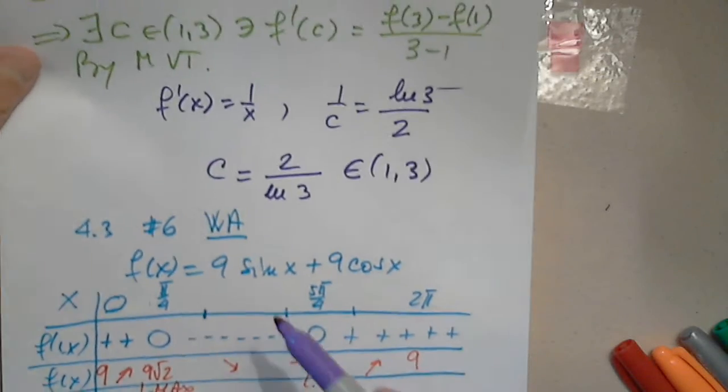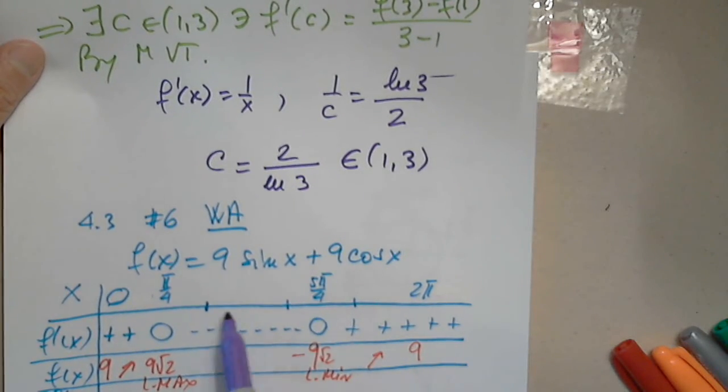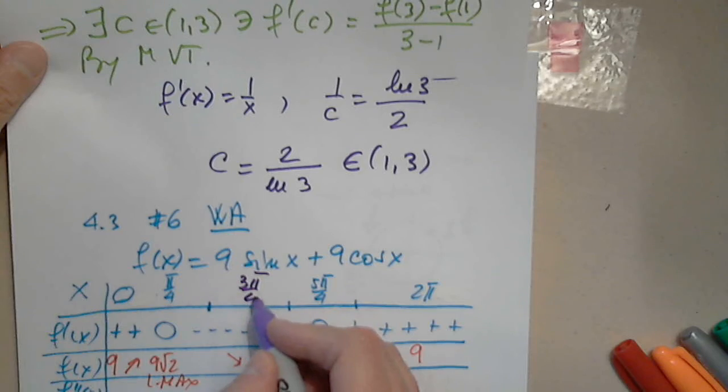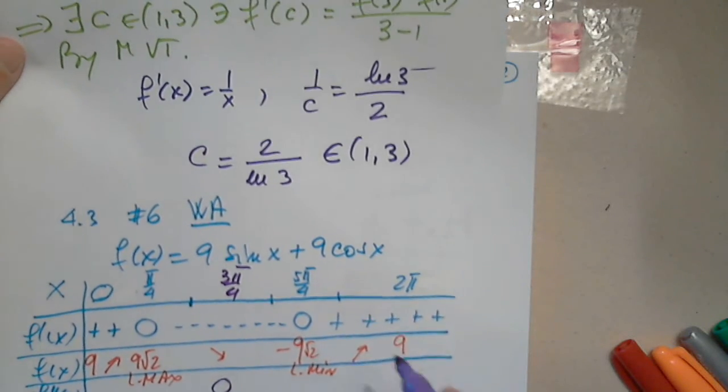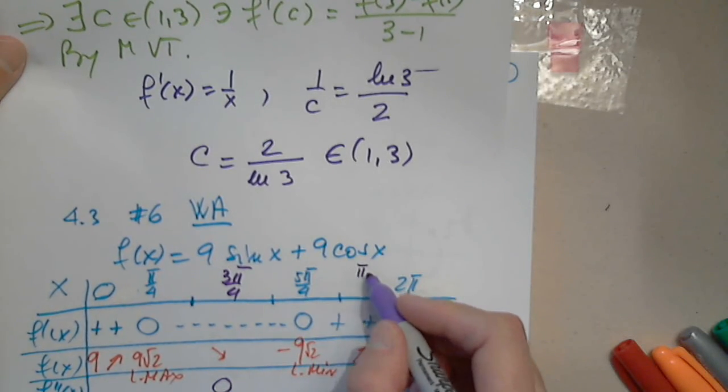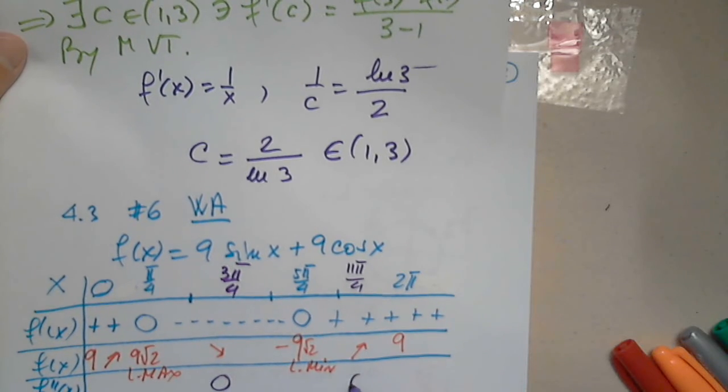Okay, so now that's why I had to have the quadrants, because 3 pi over 4 is right in here, and of course 11 pi over 4 is right in here. 11 pi over 4.